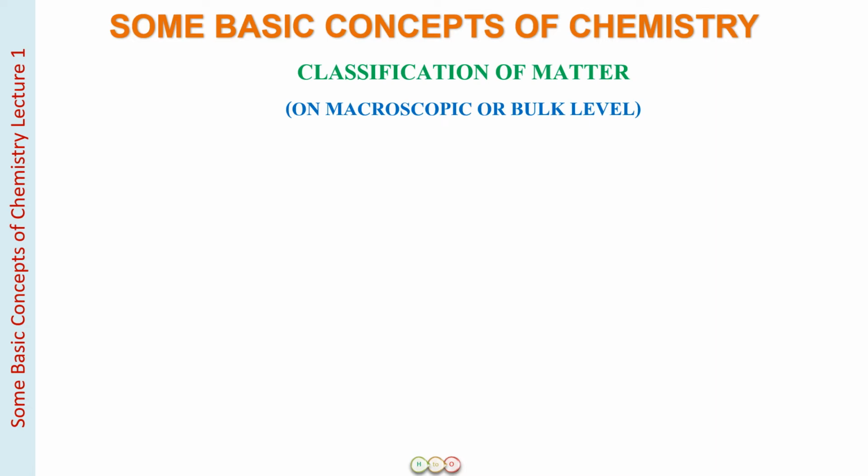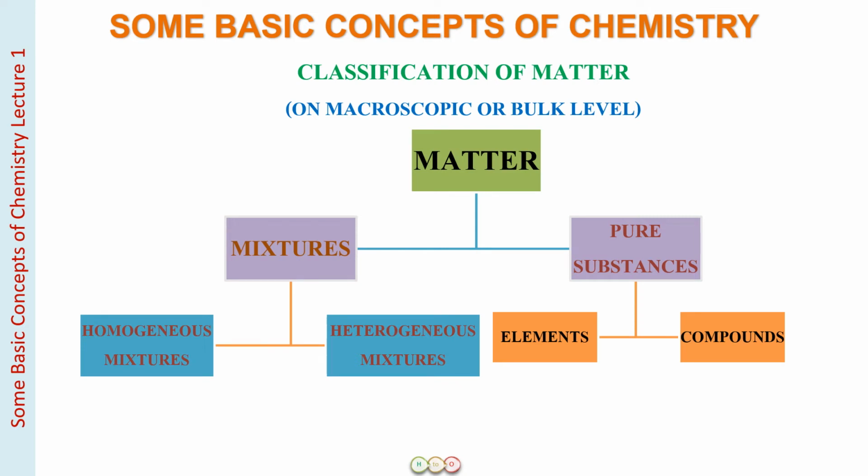Now we can classify matter on one more type of classification. This is on the macroscopic or bulk level. Basically, this is a chemical classification of matter. The classification into solids, liquids, and gases is a physical classification of matter, and this is going to be a chemical classification of matter. Here, matter is classified into mixtures and pure substances, where mixtures can be further classified into homogeneous and heterogeneous mixtures, and pure substances into elements and compounds. We will study them one by one.